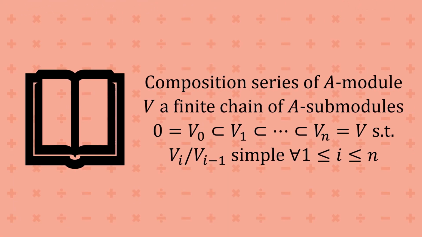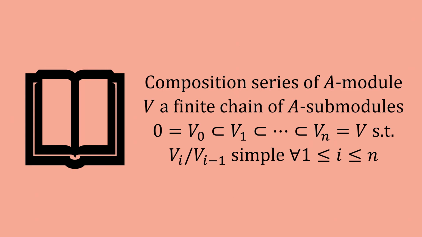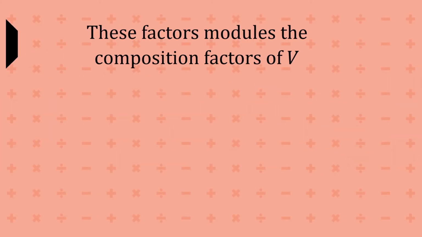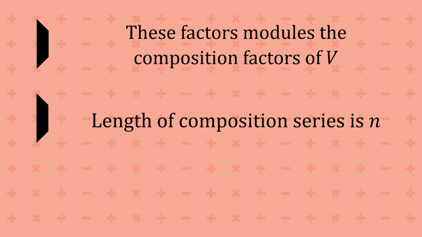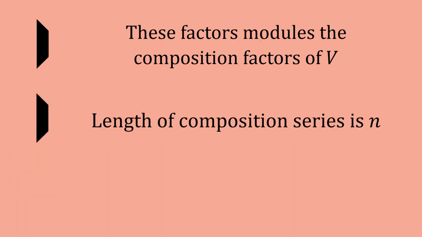Now let's move on to defining a composition series. A composition series of an A module V is a finite chain of A submodules starting at 0 and ending at V, such that the factor modules Vi over Vi minus 1 are simple for all i from 1 to n. We call these factor modules the composition factors of V.